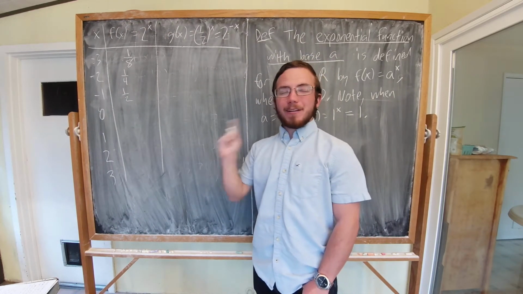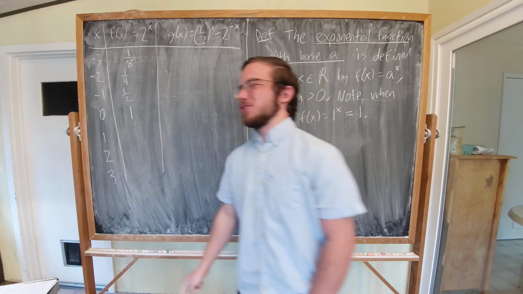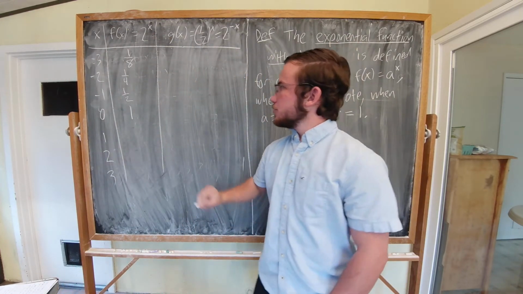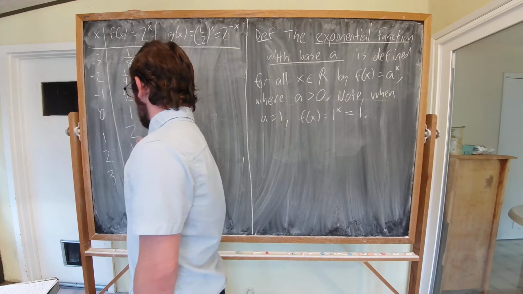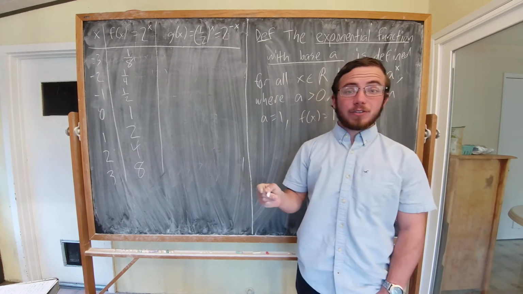2 to the 0th power is just 1. Anything to the 0th power is 1, with the possible exception of 0. 2 to the first is 2, 2 squared is 4, and 2 cubed is 8. Alright, so those are our values for f of x filled out.